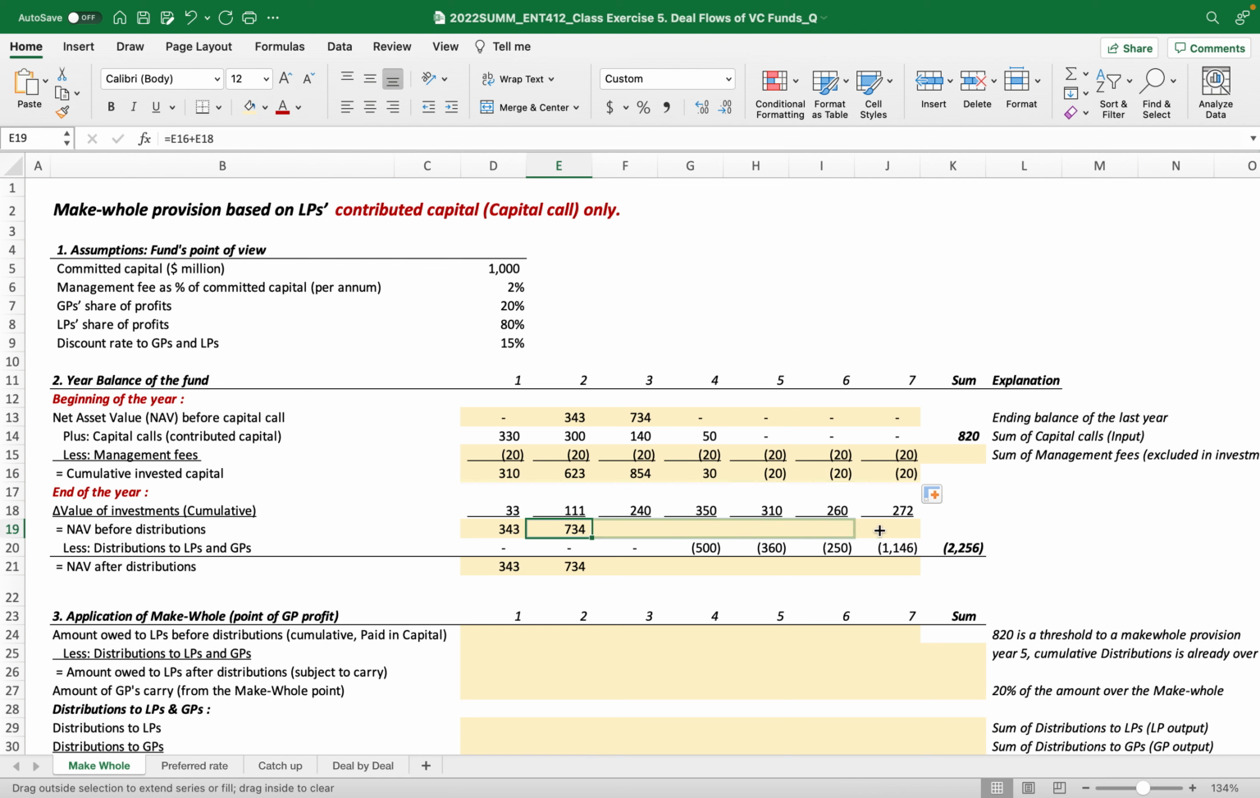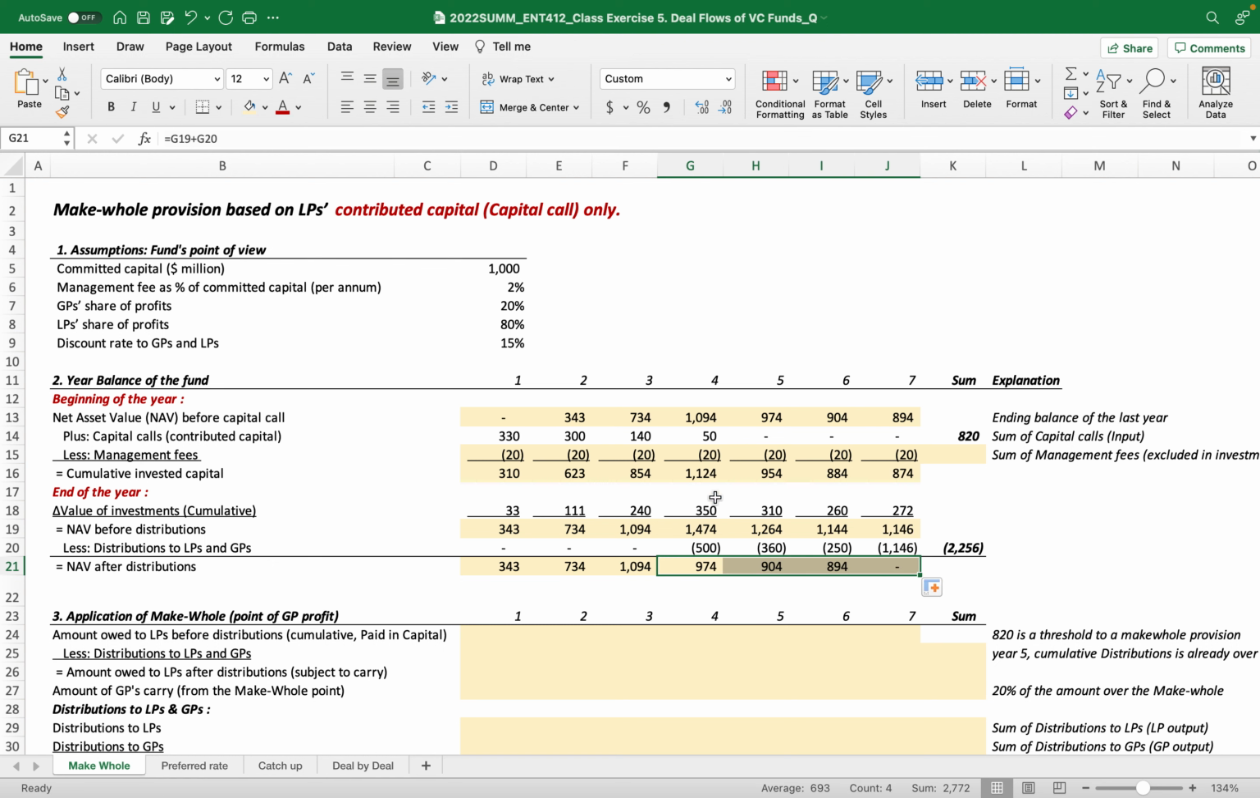Then this as well. This as well. So as you can see, first distribution to the LP and GP starting from 500 here, right? Now the fund decided to distribute a certain amount as a distribution, distributed cash. So likewise, we created the balance of the fund, right? And then finally, 1,146 was the net asset value of the fund before distribution.